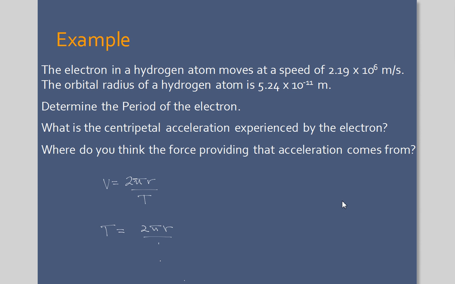2 pi r over v. Okay, and somehow you have the speed of the electron, somehow. I'm not sure how you know that, but okay. And you have the radius of the electron as well. So you can type those in and you're good to go.